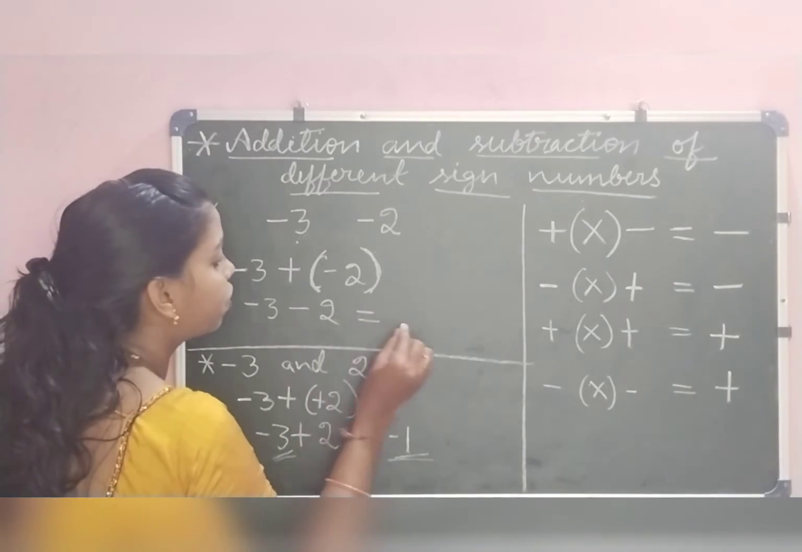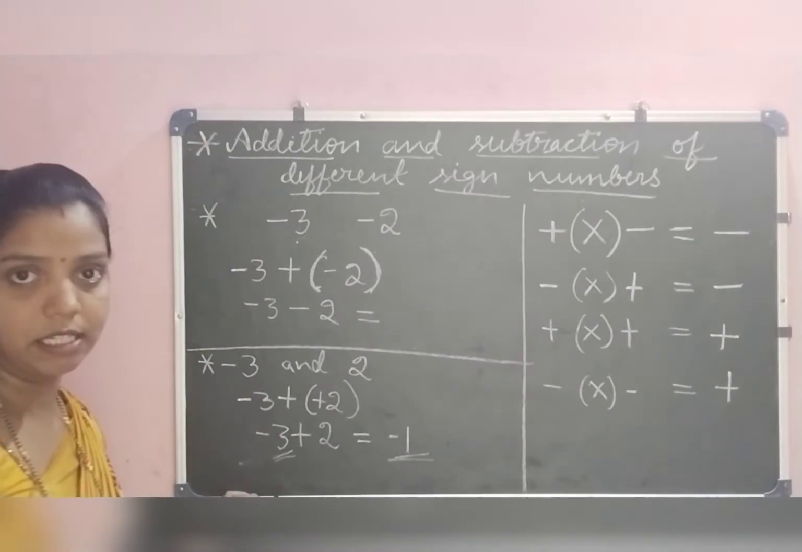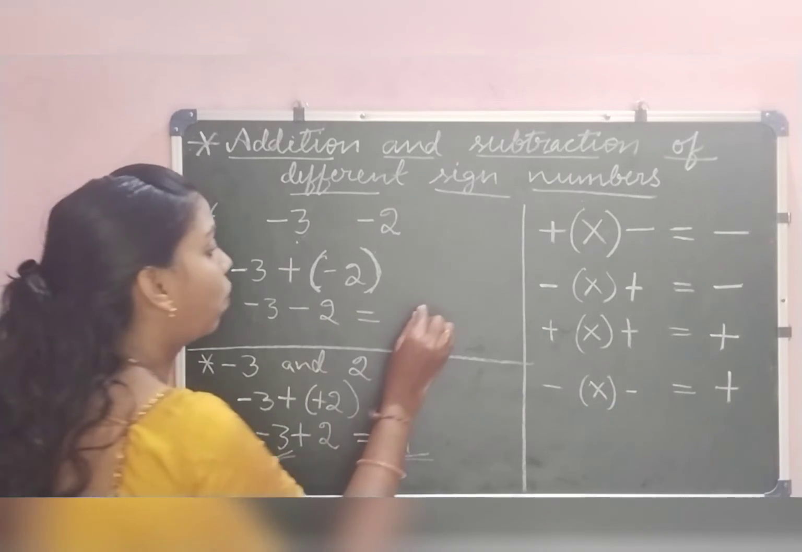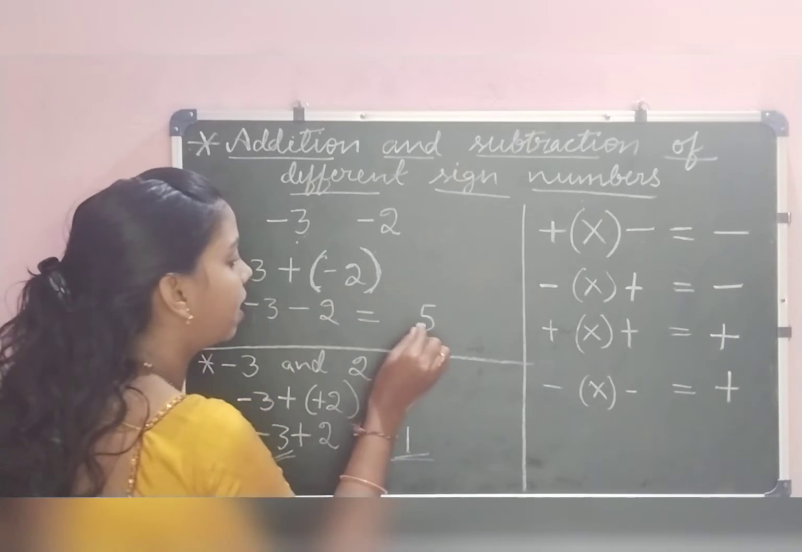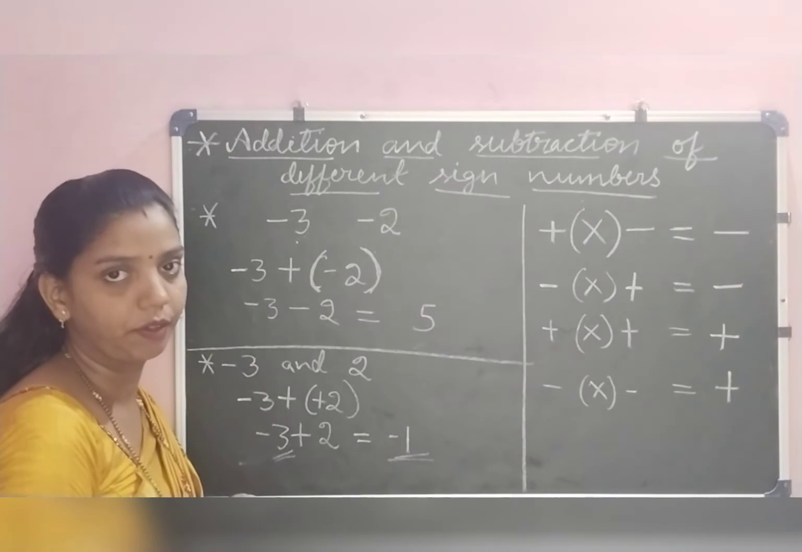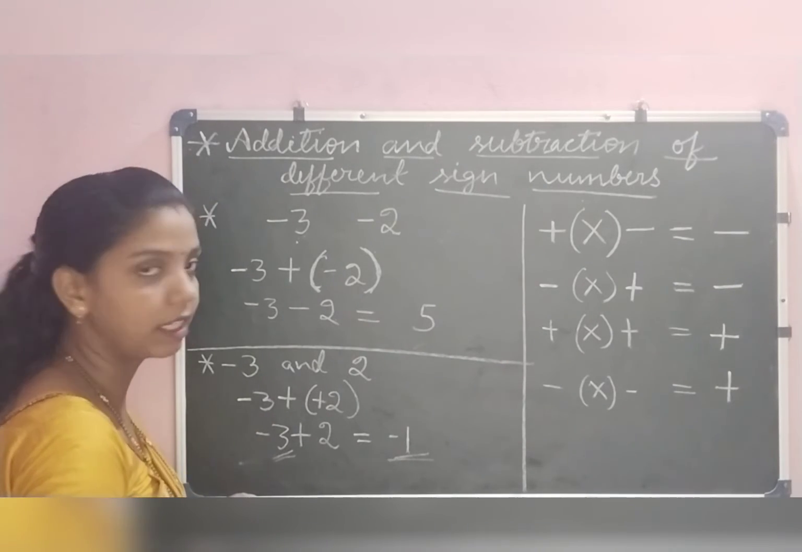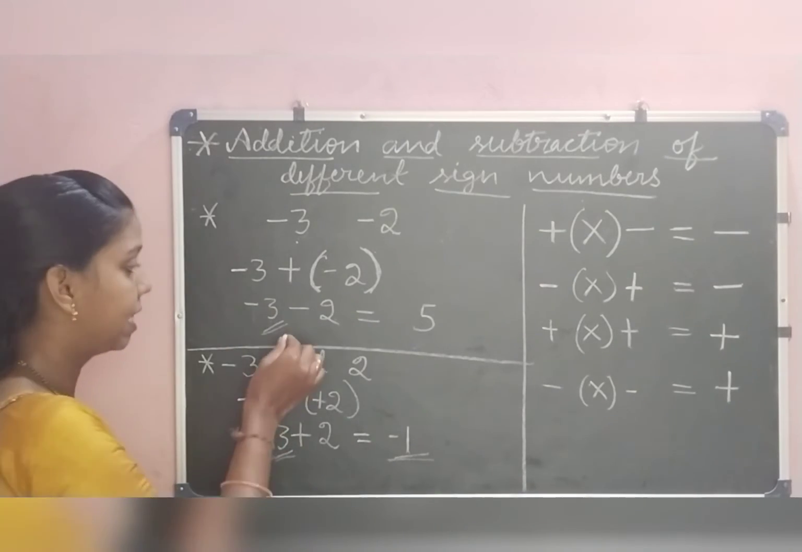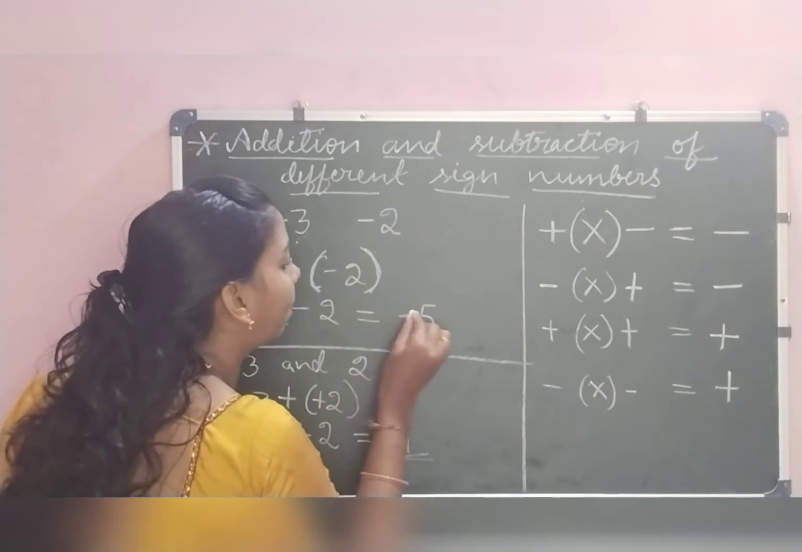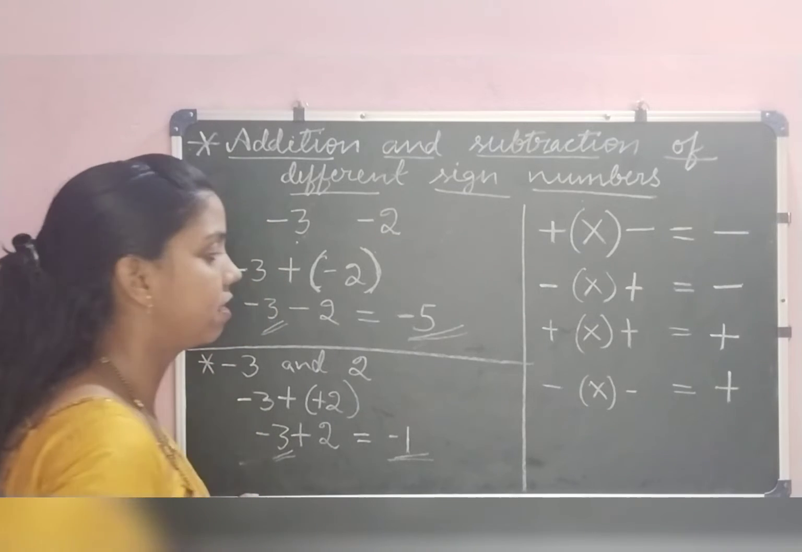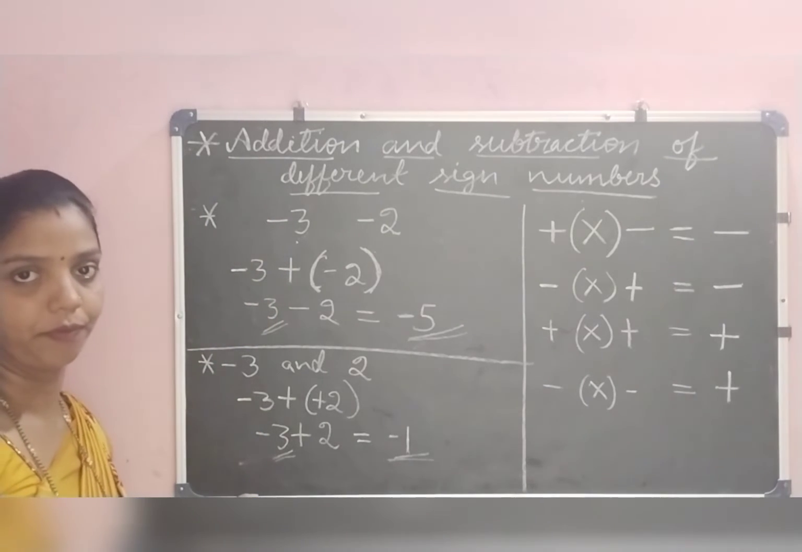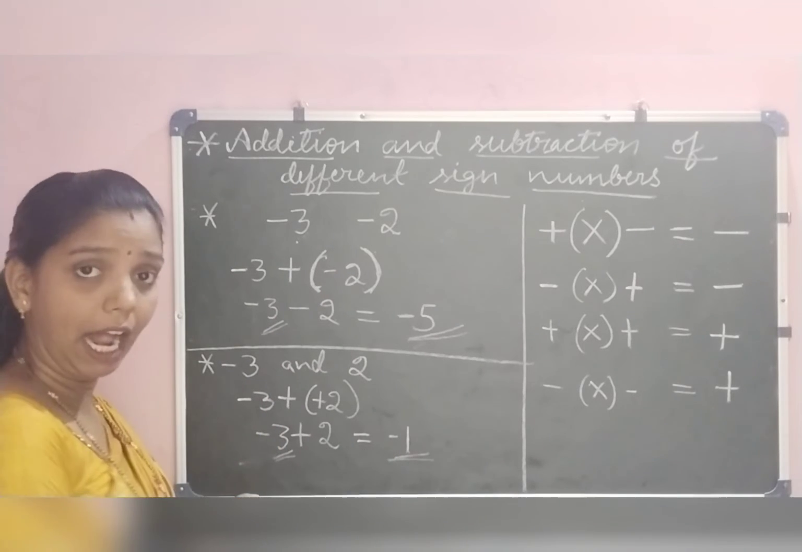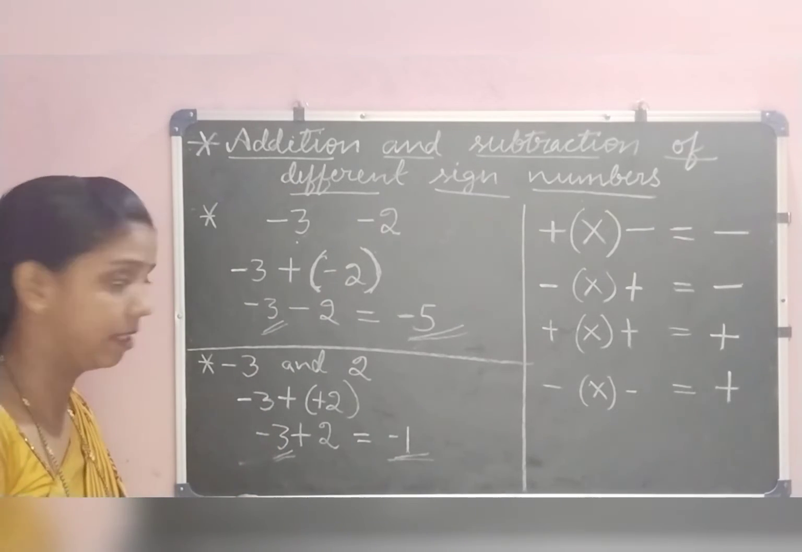When you have such numbers, minus and minus, both having the same sign, that means you have to add those two numbers, that is 5. Among these, the larger number 3, its sign is negative, no? That's why you have to apply the negative sign. That is minus 5. This is a simple method of adding different sign numbers.